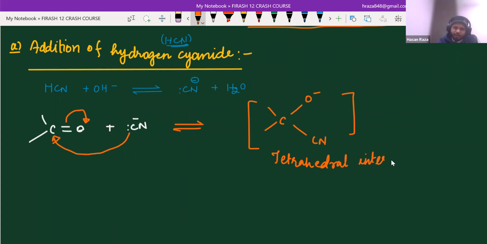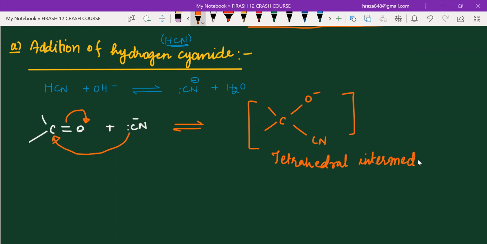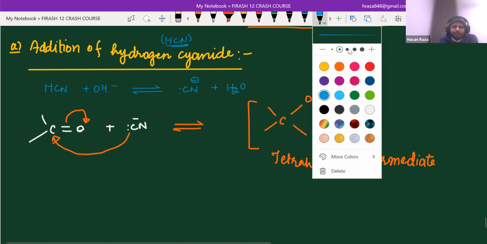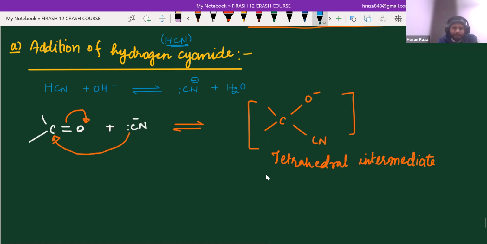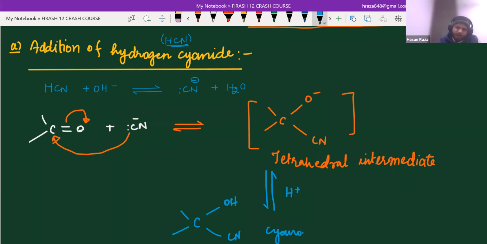Are you getting my point? Yes. Now you can see that this will react with the acid, and it will form OH, with CN here, like this. And this is known as cyanohydrin. Since we have done the mechanism, it's very easy to understand.